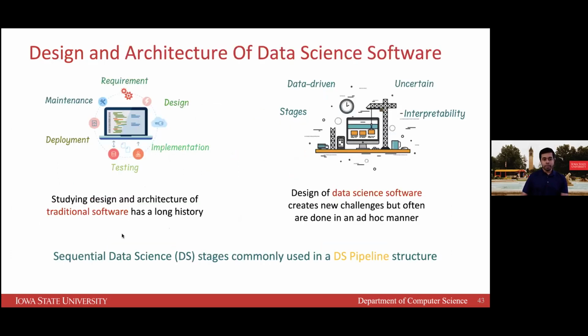Basically, design and architecture of traditional software has a long history of research. And in traditional software, we have these stages like design, implementation, or maintenance. But data-driven software is significantly different because of its data-driven nature, its uncertainty in prediction, and its problems with interpretability and so on. That's why in many research works they use this construct called the data science pipeline, which we studied extensively and tried to show a representative structure as a software construct.